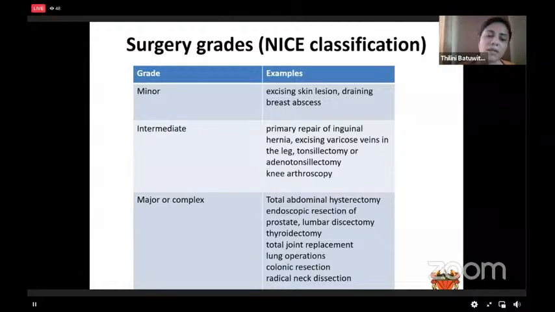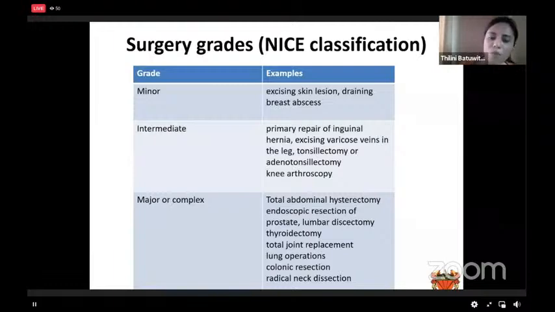But when it comes to major surgeries, major surgeries are like TAH, lumbar discectomy, thyroidectomy, or various major lung surgeries. Those are major and complex surgeries. In those cases, we may require further or more investigations. So one thing is the grade of the surgery, which will determine what investigations are to be done.